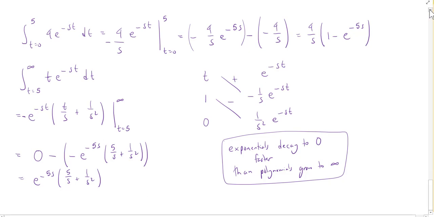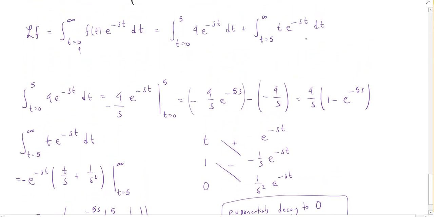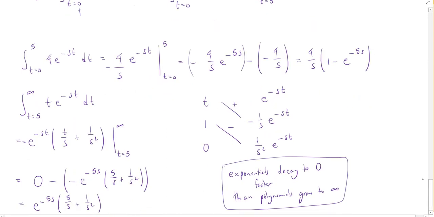So if we wanted, we could now plug these back in here for our answer. I'm kind of bored, I don't want to do that. So we've written it separately, that's quite fine. So you just add these two answers together and you get your final solution.